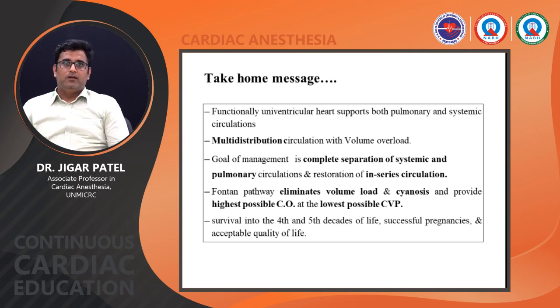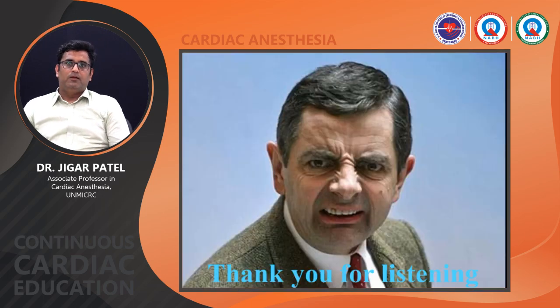Now to conclude my session, the take home messages are: a functional univentricular heart supports both pulmonary and systemic circulation. It is a multi-distribution circulation with volume overload. The goal of management is complete separation of systemic and pulmonary circulation and restoration of in-series circulation. The Fontan pathway eliminates volume load and cyanosis and provides the highest possible cardiac output at the lowest possible CVP. Survival into the 4th and 5th decade of life with successful pregnancy and exceptional quality of life is possible. Thank you.